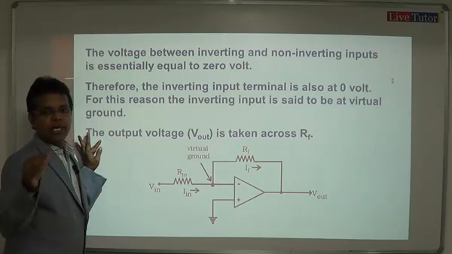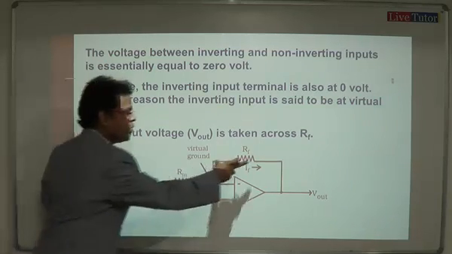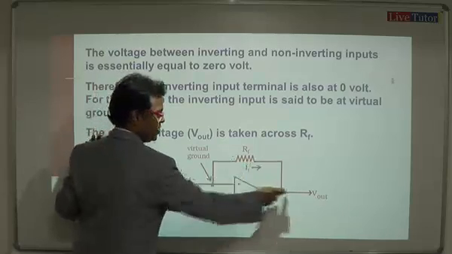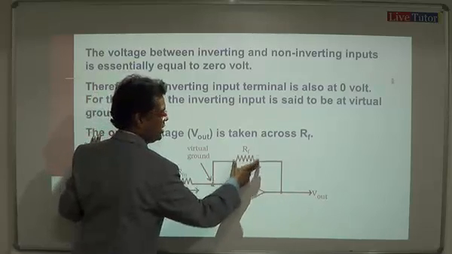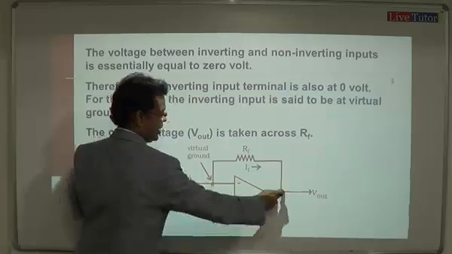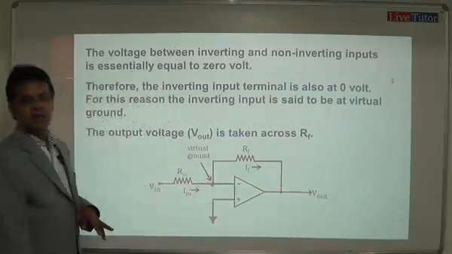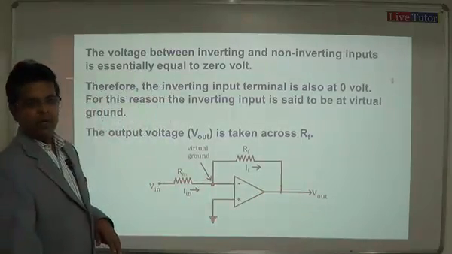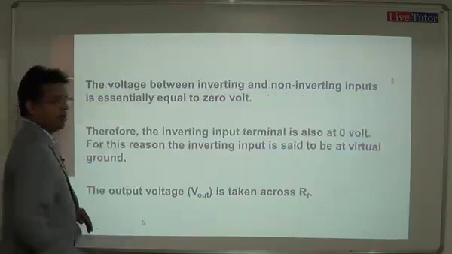Okay, now where can you take the output then? We have to take the output across this terminal, that is from here to here. Idha across this terminal na inga resistance irukadnala output enna pannom, inga da measure pannom across RF. Okay, output voltage should be measured across RF.